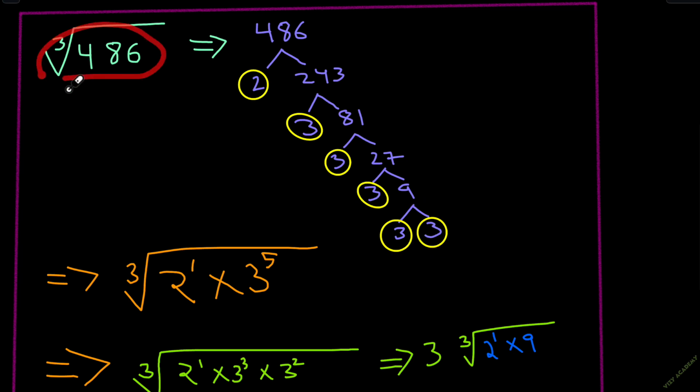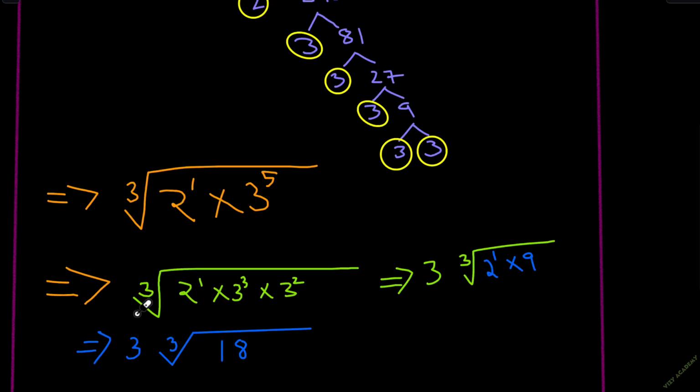Cube root of 486 will be written down as cube root 2 to the power of 1 times 3 to the power of 5. Now we will break down this power as multiple of 3. So this is written down as cube root 2 to the power of 1, 3 cube times 3 square. So it will be written down as 3 times cube root 2 to the power of 1 times 9.